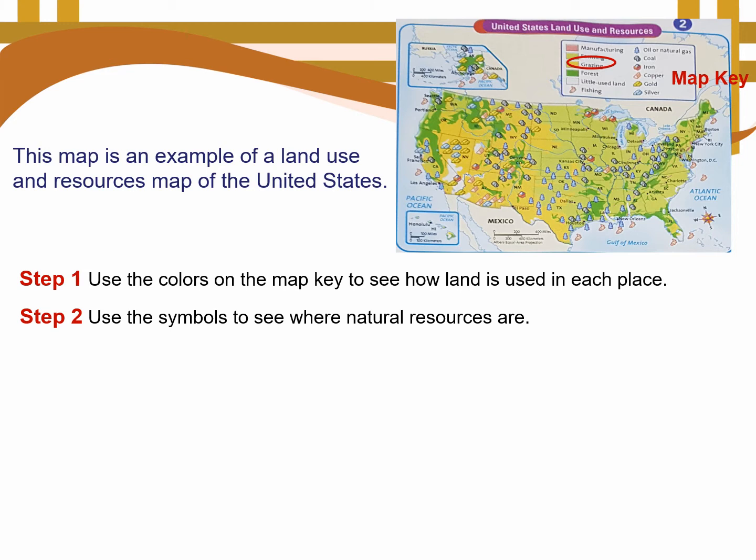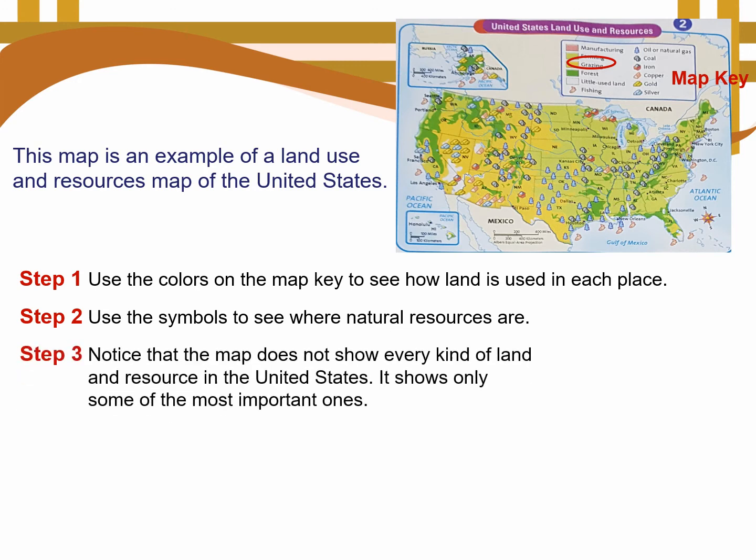For step 2, use the symbols to see where natural resources are. You can also see different symbols of natural resources. We only use one symbol for oil and natural gas because both resources are often found together. For step 3, notice that the map does not show every kind of land and resource in the United States. It shows only some of the most important ones.